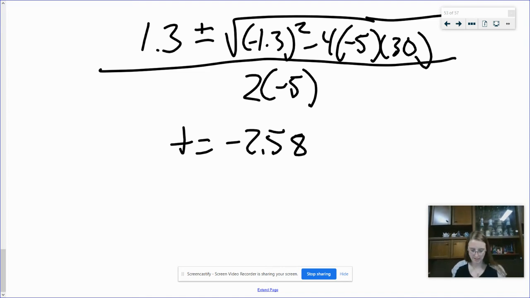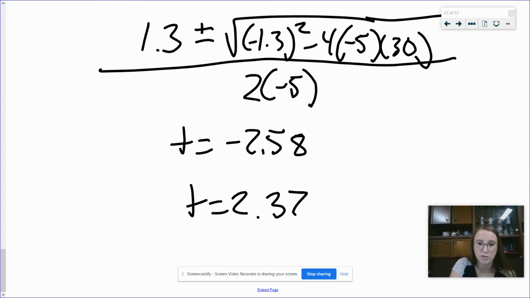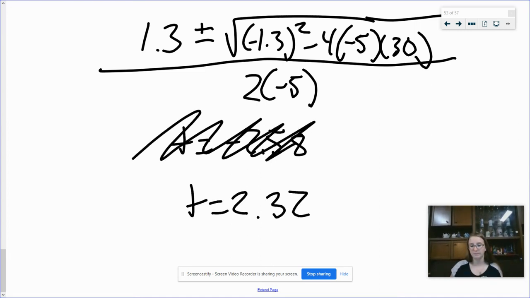So that's not going to be right. So now I'm going to try it again using the minus. So 1.3 minus the square root of, we've got 1.3 squared minus 4 times -5 times 30, all divided by -10. Okay, so this gives me the positive answer, 2.32. So we don't need the negative one.